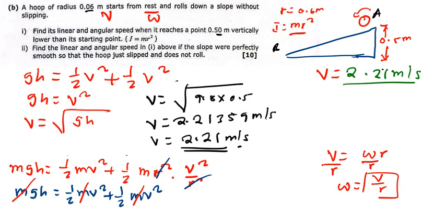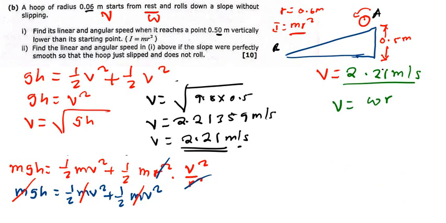Remember we had this formula here: v is equal to wr. So we have now our v. Let's make w the subject of the formula. Divide both sides by r. So w will be equal to v over r. So we have 2.21 divided by the radius, which is 0.06.